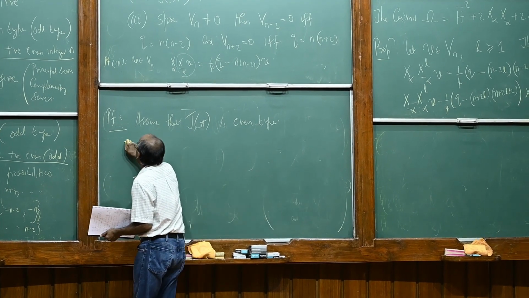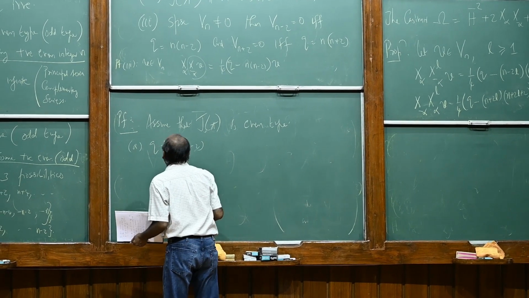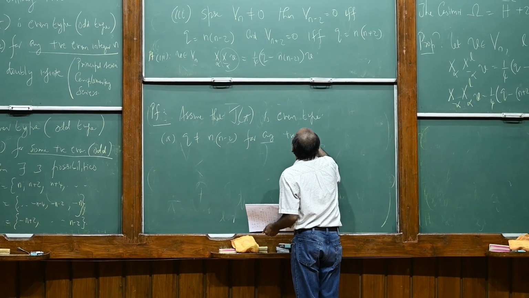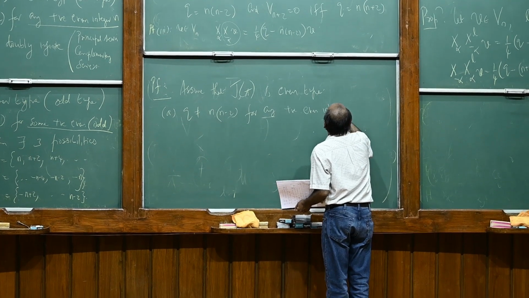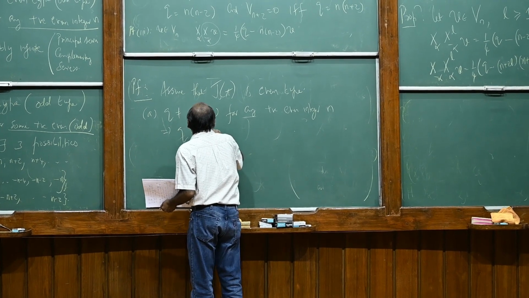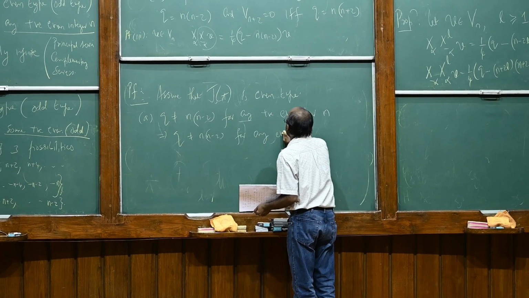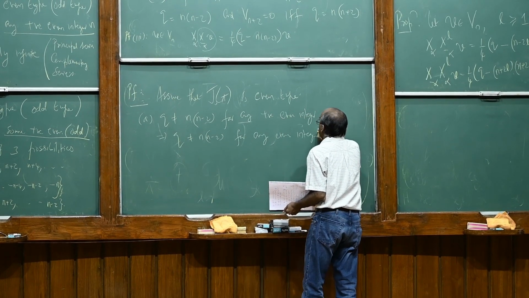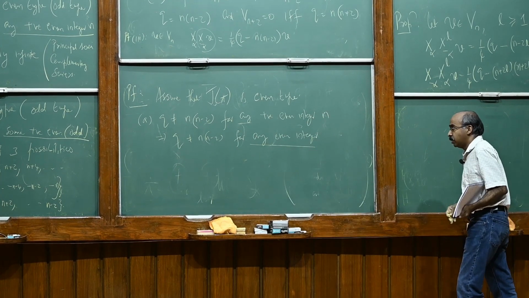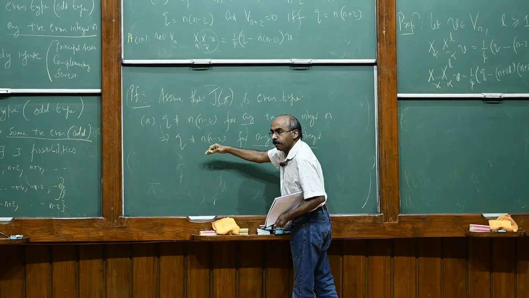So let's take case A. Q not equal to n into n minus 2 for any positive even integer n implies Q is not equal to n into n minus 2 for any even integer. Right? That is why it's enough to look at the positive. Because if n is minus m, then it's minus m into minus m minus 2, that is m plus 2 into m, which is of the same form.